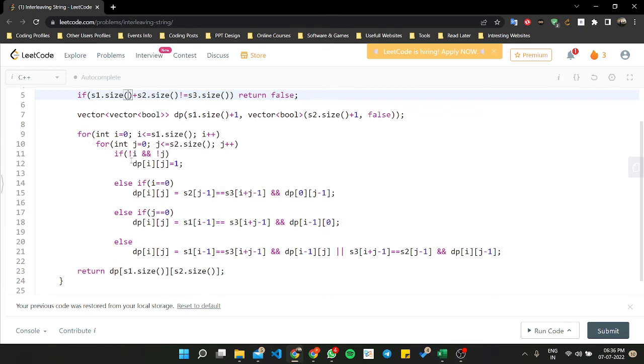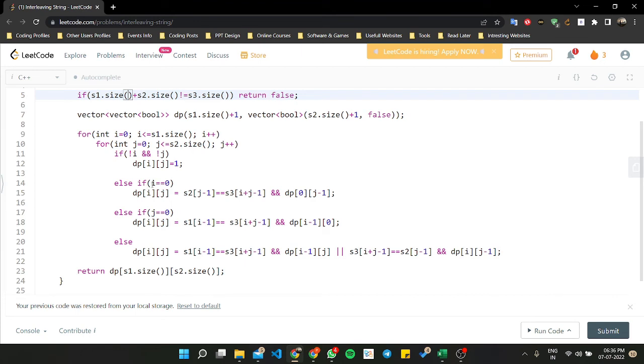And the next part is the important part, the DP filling. I want to fill the DP matrix. So I will iterate over the first string, and within the nested loop I will iterate over the second string. If it is 0, 0, the first case, I will directly put true. Okay, it's the corner case.